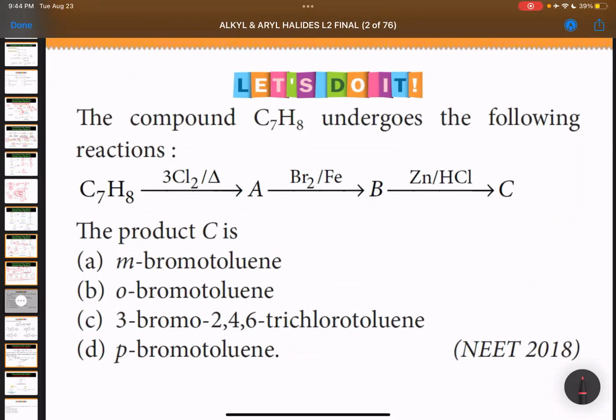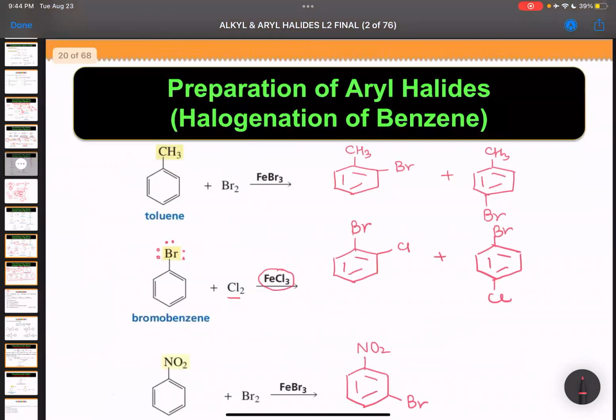So there is one more thing which I would like to tell you. Actually, we discussed it in our previous classes. Suppose we have taken Br2 and FeBr3, which generated Br plus, and the Br plus attached itself to the benzene ring at ortho and para positions. Those were the positions which became enriched by the electron density because of the CH3 group, right?